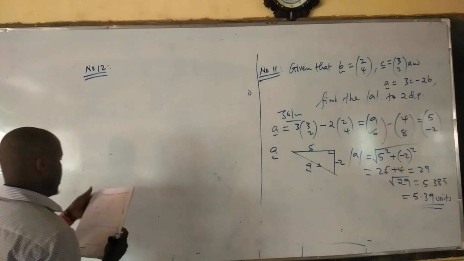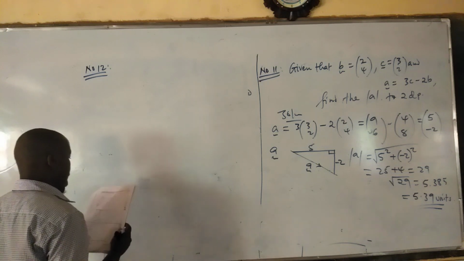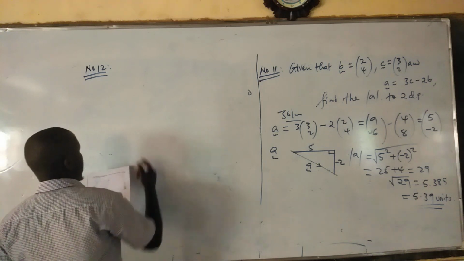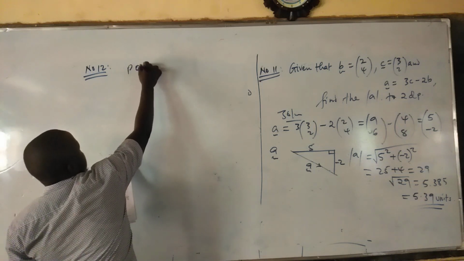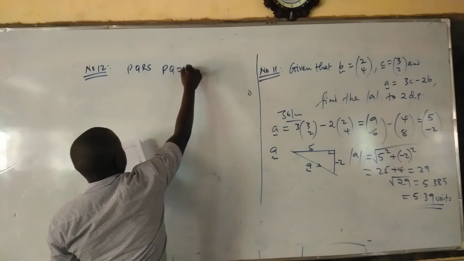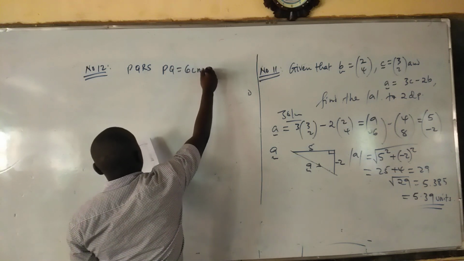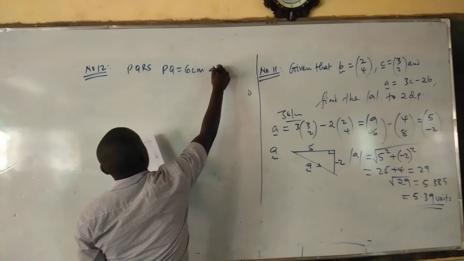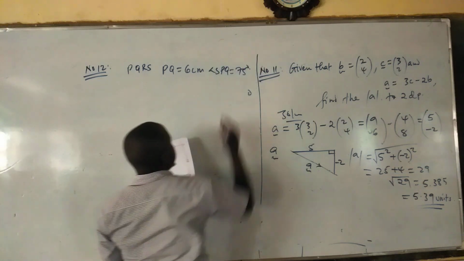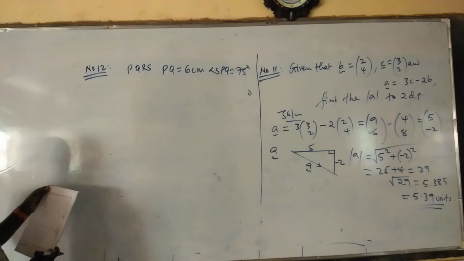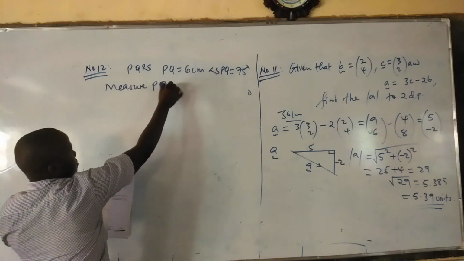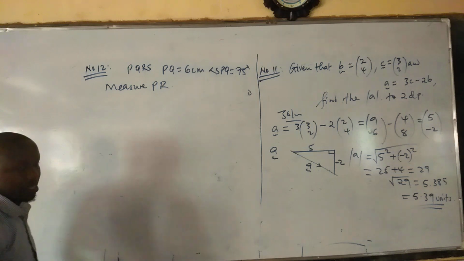Number 12, we are told using a ruler and a pair of compasses only, construct a rhombus PQRS such that PQ is equal to 6 centimeters and angle SPQ is equal to 75 degrees. Then measure PR, a length.